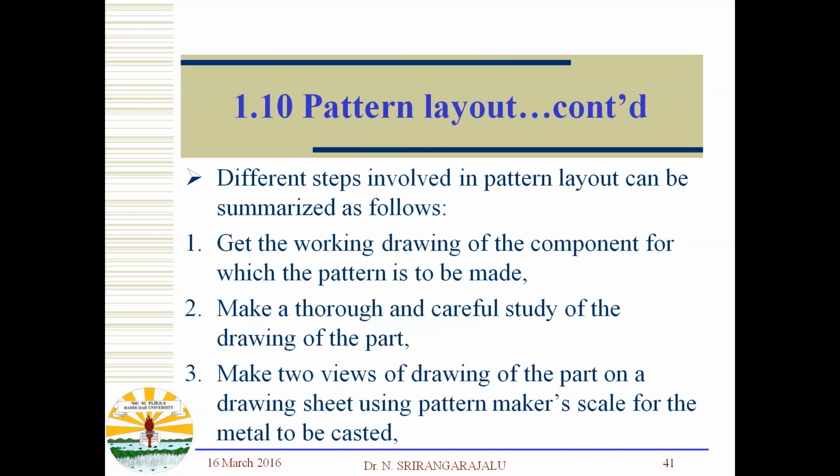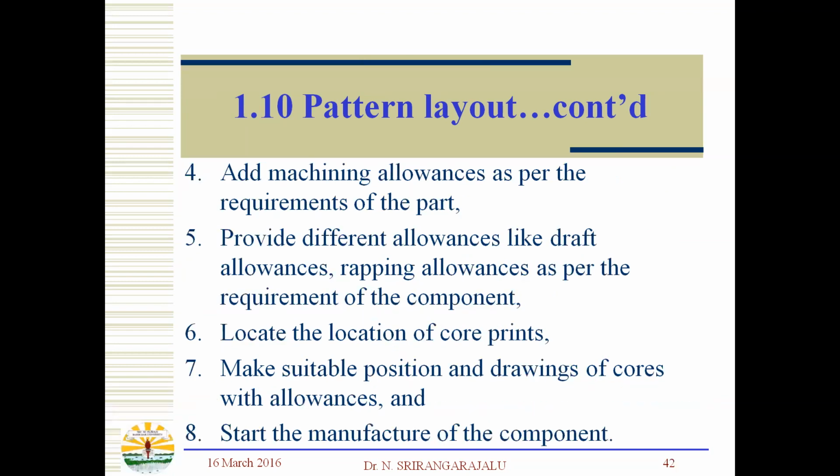So the different steps involved in pattern layout can be summarized as follows. Get the working drawing of the component for which the pattern is to be made. Make a thorough and careful study of the drawing of the part. Make two views of the drawing of the part on a drawing sheet using the pattern maker's scale for the metal to be cast. Add machining allowances as per the requirement of the part. Provide different allowances like draft allowance and warping allowances as per the requirement of the component.